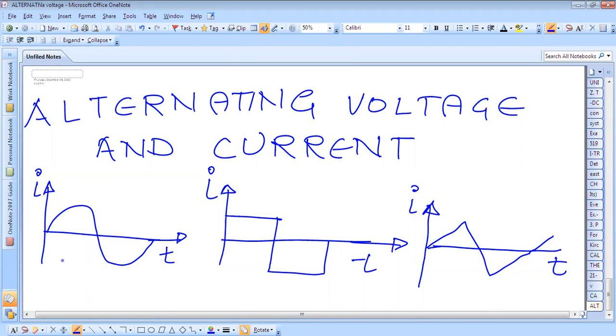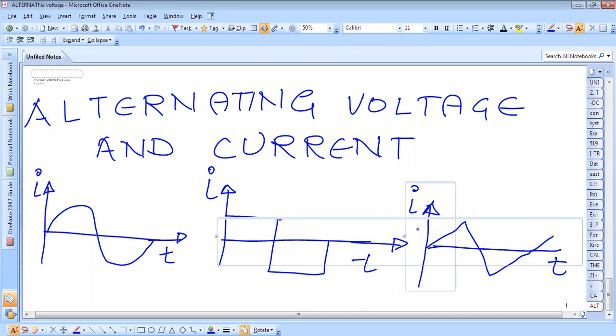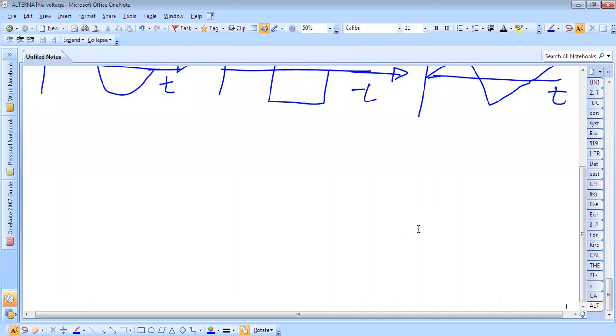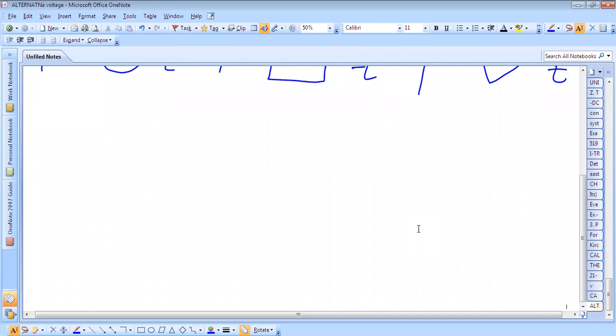Whether it is a sinusoidal voltage, a rectangular waveform or a triangular waveform, these types of waveforms are known as alternating waveforms. Today we'll discuss some definitions related to the alternating current waveform.